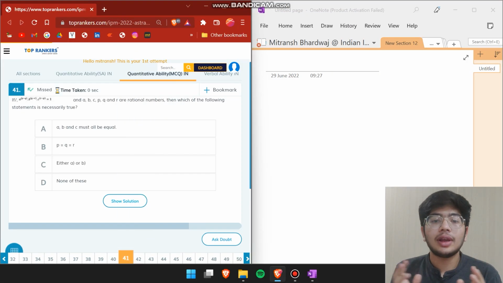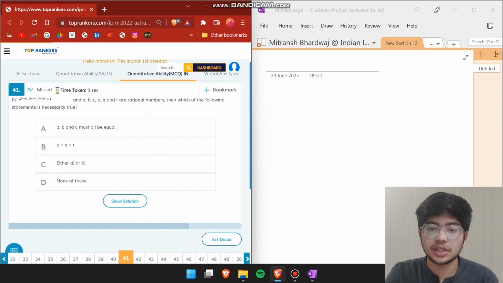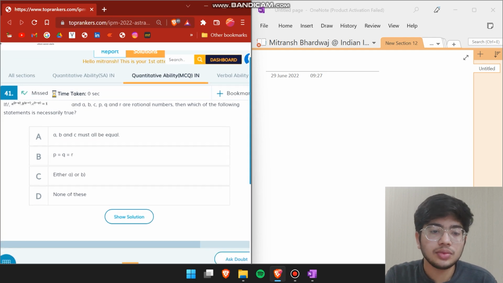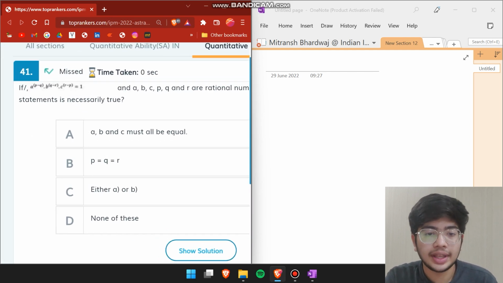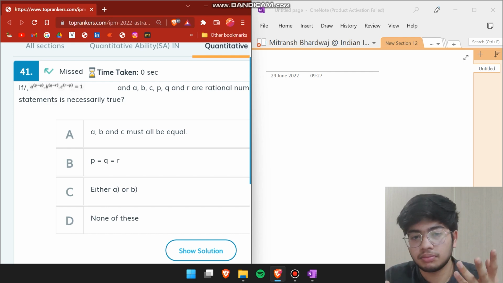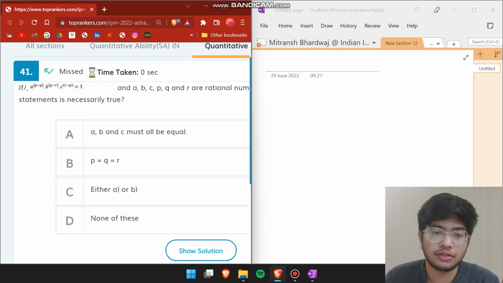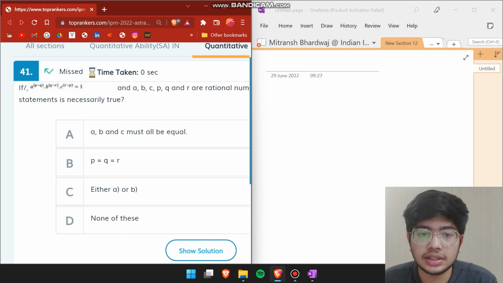Hi, so now I'll be starting with the 41st question, which is essentially the 21st question of the short answer MCQ part. So let's begin. In this question, it's visible that I have to take A, B, C in such a way that their multiplication is equal to 1, some power of their multiplication. So it's completely understandable that A, B, C must not be equal. For example, I can take A as 4, B as 16, and C as 8.